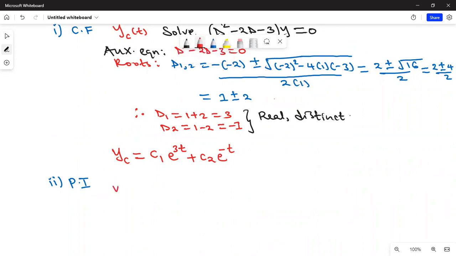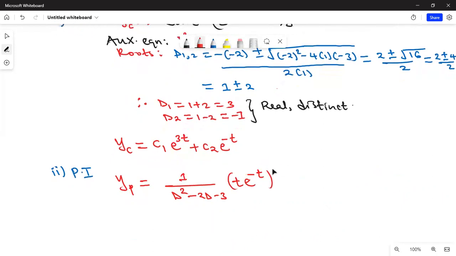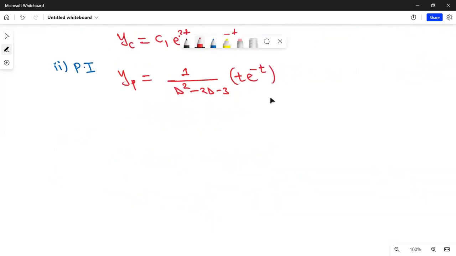So yp as a function of t, remember, is equal to 1 over D squared minus 2D minus 3 operating on t times exponential negative t, where we have a product of a polynomial and an exponential function. What are you supposed to do? We are going to use the exponential shift rule.